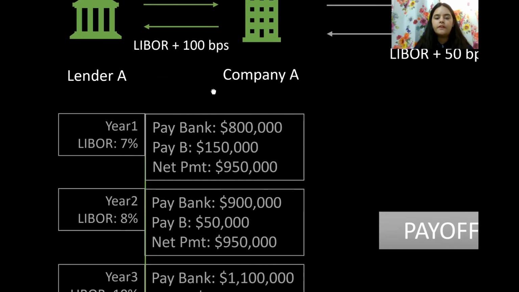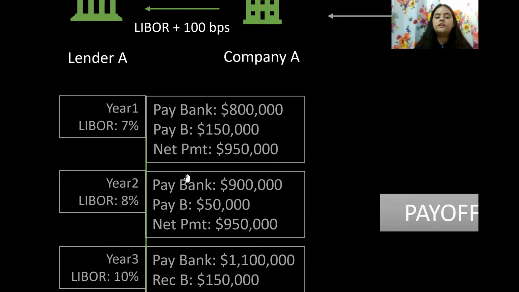$150,000. So effectively, the total cash outflow for company A is a net payment of $950,000. Okay. Coming to year two.